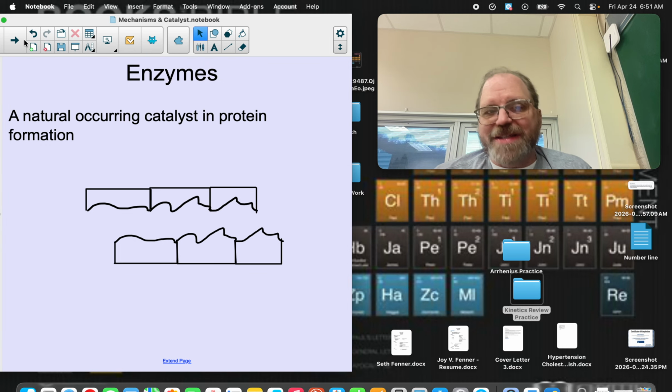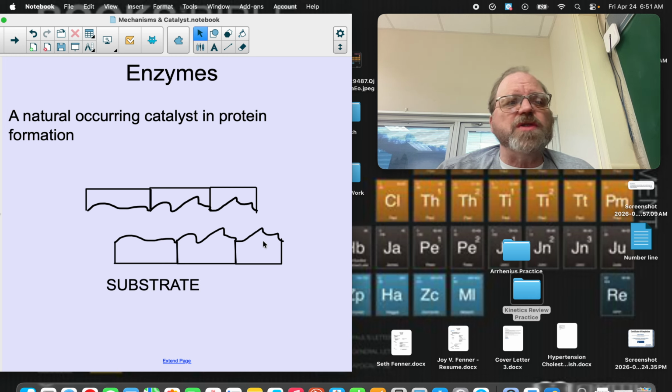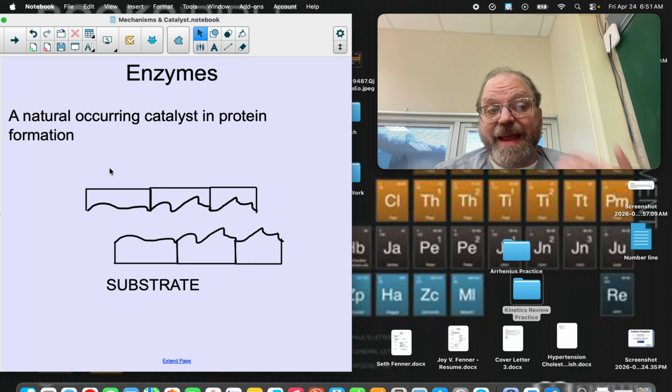This makes it a substrate. Okay? So that's the structure we have. That's the way this forms up on a substrate. It's a naturally occurring one.